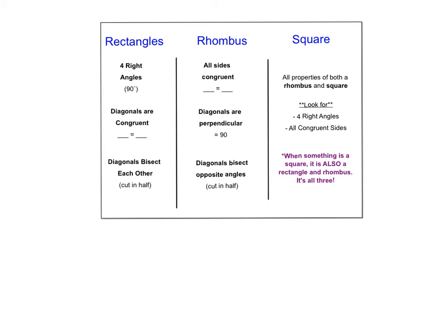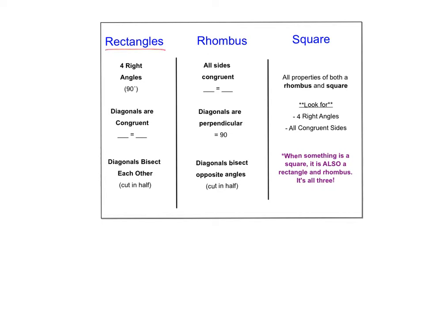Today we're going to talk about the difference between rectangles, rhombi, and squares. What we're hoping to do today is to be able to look at a quadrilateral and determine if it's any of these shapes by the properties that we see indicated on the shape.